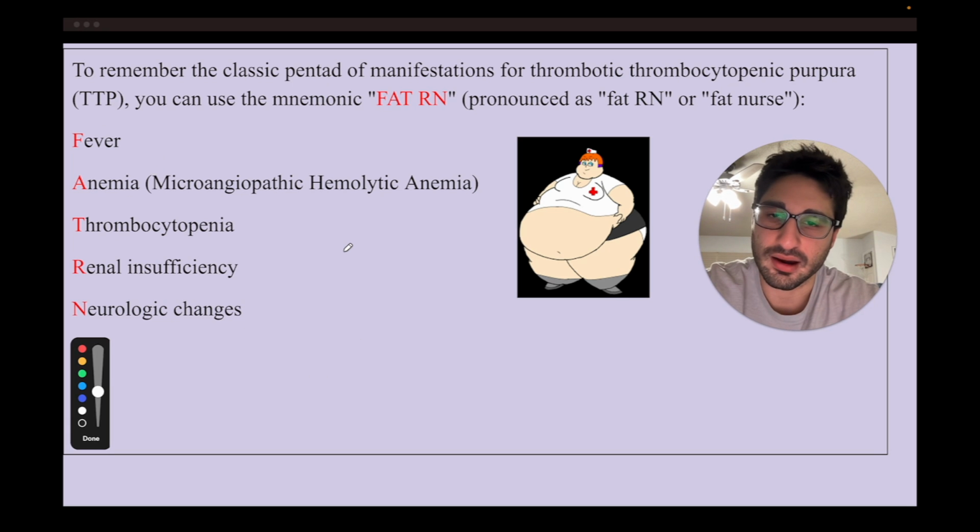So all 5 of these are usually not going to be found, but test questions can give you some of these findings and expect you to know that we're talking about TTP.